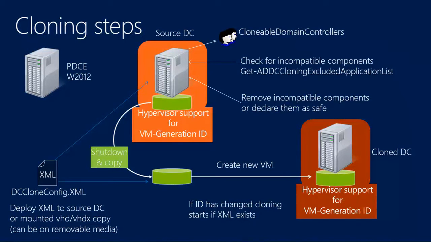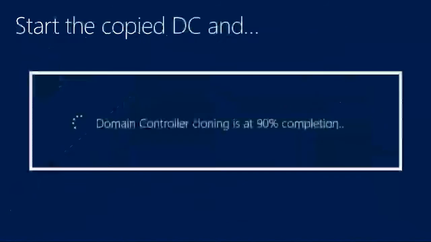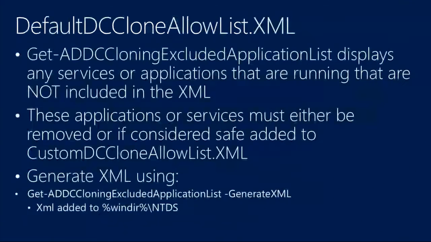But it does rely on the VM generation ID changing. So when you copy and you create a new VM, there will be a new VM generation ID. And it will say, ha-ha, oh look, there's an XML there, I better clone myself. All right, so if there's no XML, it doesn't do a cloning. So it's looking for that XML, and then it clones. So that's sort of what it looks like. 90% complete, and it does it very quickly. It just takes a little bit longer than just booting the machine.